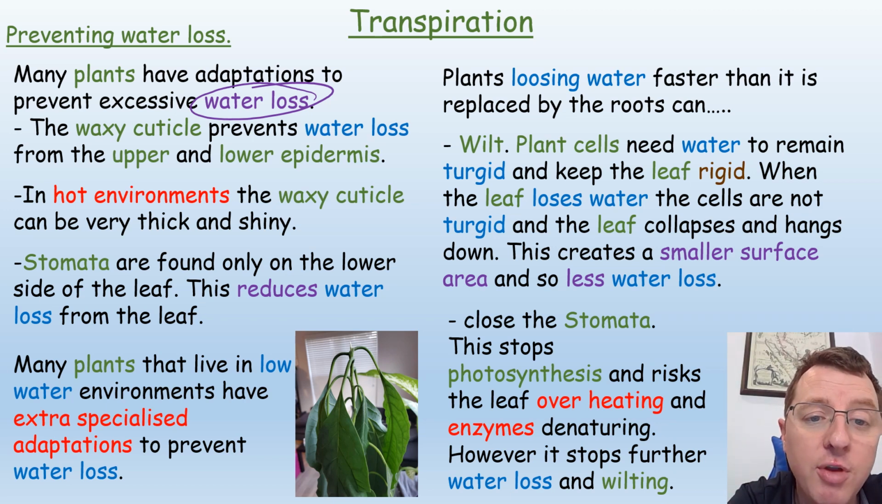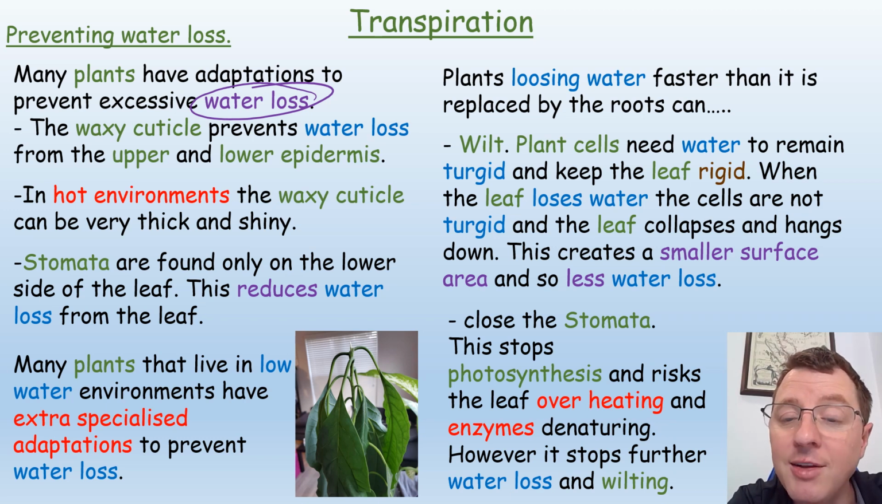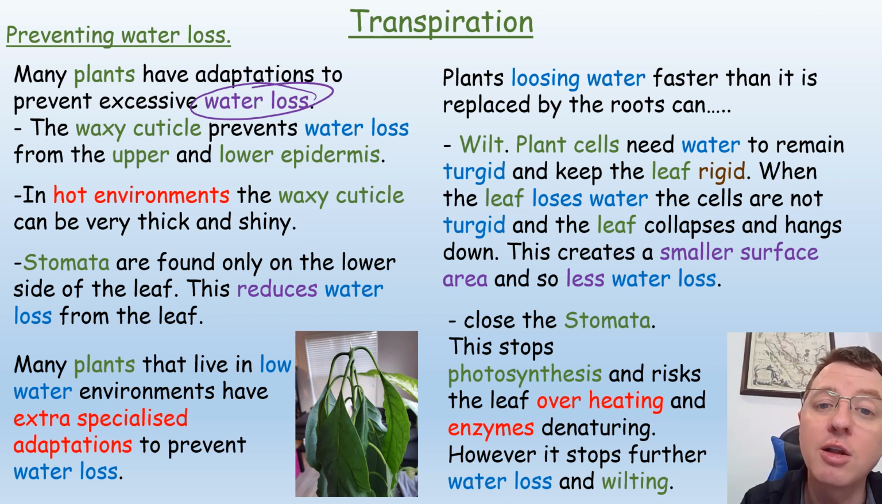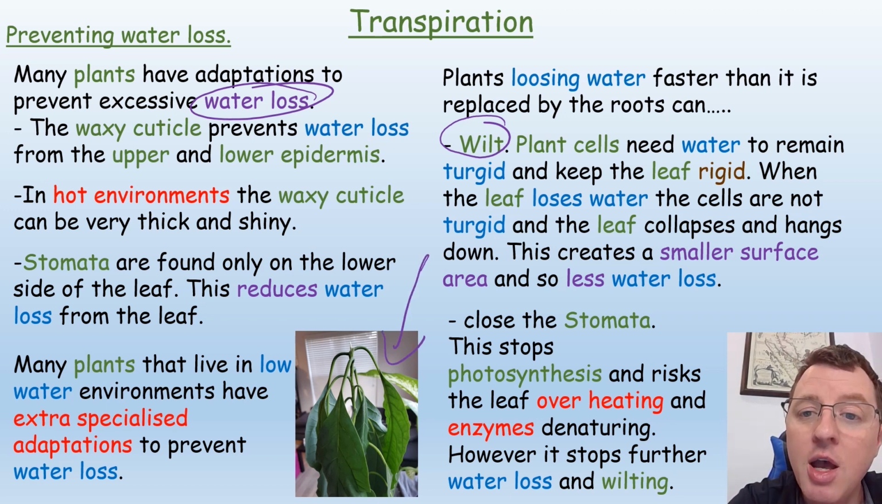In hot environments, a plant's waxy cuticle will be very thick and shiny. We have stomata found only on the lower side of a leaf, and this reduces water loss from the leaf. And many plants that live in low water environments will actually have extra special adaptations to prevent water loss. However, if a plant is losing water faster than it's replaced by the roots, the plant can do several things, including wilting, and you can see a plant here that is wilting.